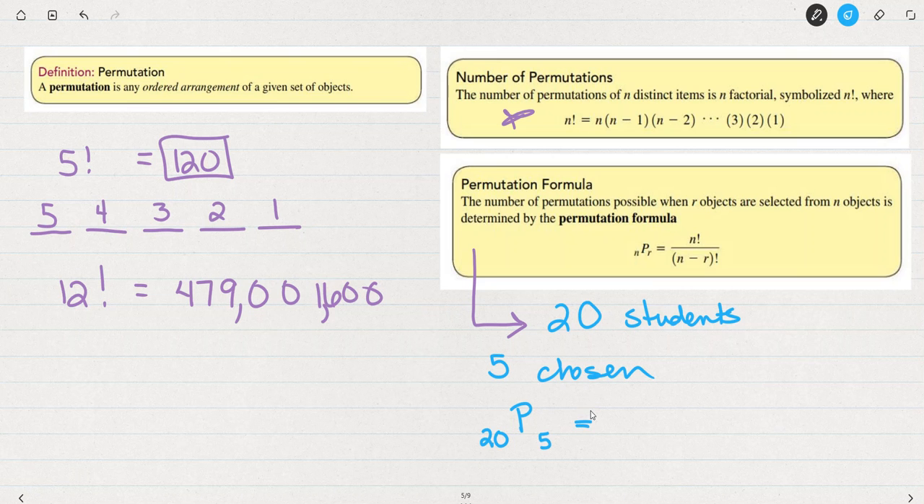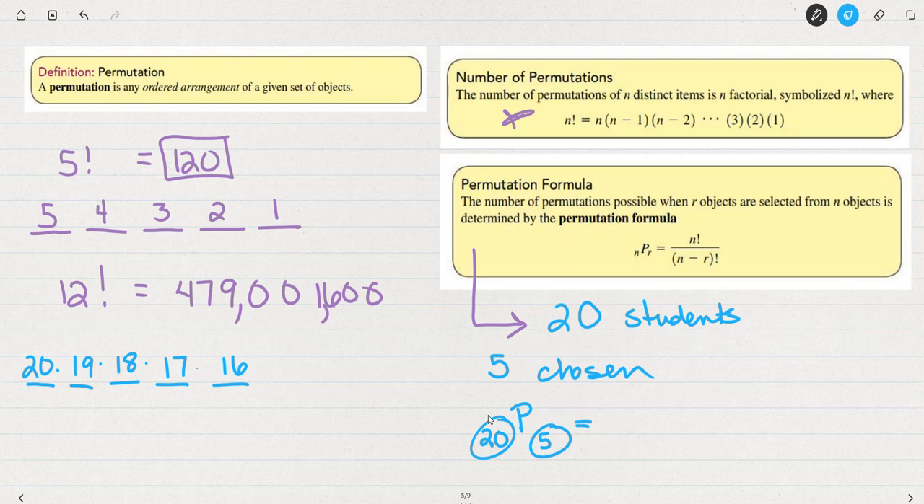Do you see how we'd calculate this with the fundamental counting principle? There's 20 students to choose from, so if there's 1, 2, 3, 4, 5 positions to fill, there's 20 ways to get the first one. There's 19 students left for the second choice, and then 18 for the third choice, 17 for the fourth choice, and 16 for the fifth choice. So if I multiply 20 times 19 times 18 times 17 times 16, I'd see how many different ways I can arrange 5 of the 20. So notice there's 20 students to choose from, but I'm only choosing 5 of them.